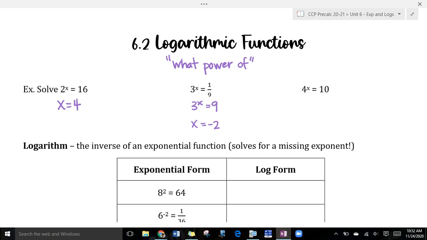Okay, so a logarithm is the inverse of an exponential function. It solves for an exponent. Anytime we have an exponent of x that we don't know, unlike the first two, then we're probably going to use a log to help us solve that because a log finds a power. It is a what power of rule.